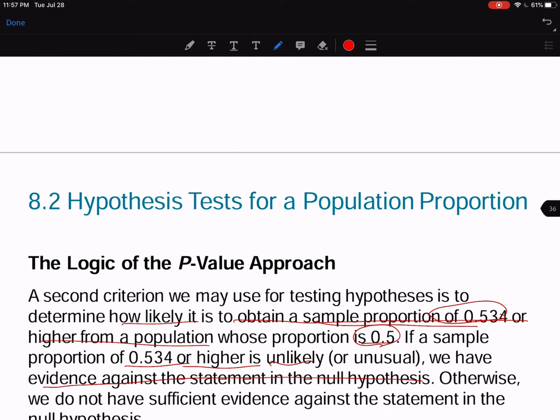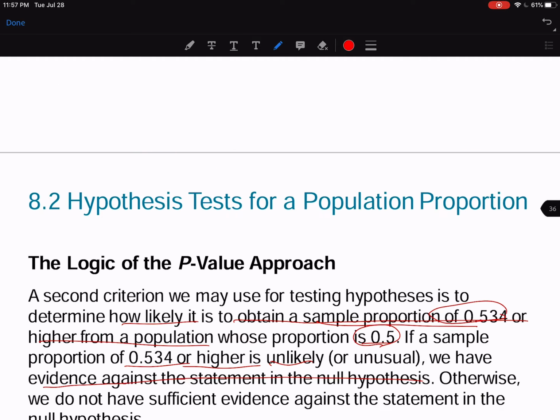The value 0.0158 is called the p-value, which means that about 2 samples in 100 will give a sample proportion as high or higher than the one we obtained if the population proportion really is 0.5. Because these results are unusual, we take this as evidence against the statement in the null hypothesis. What does it mean by the results are unusual? We usually compare the p-value with alpha. If the p-value is less than alpha, then the p-value is small enough under the null hypothesis, and we're going to reject the null hypothesis.